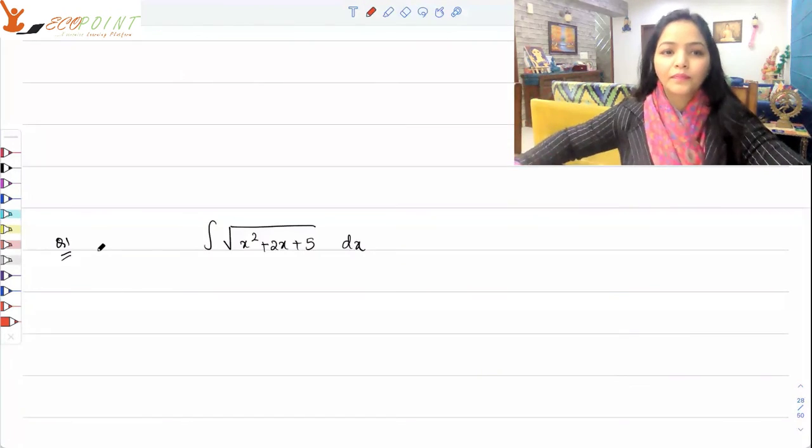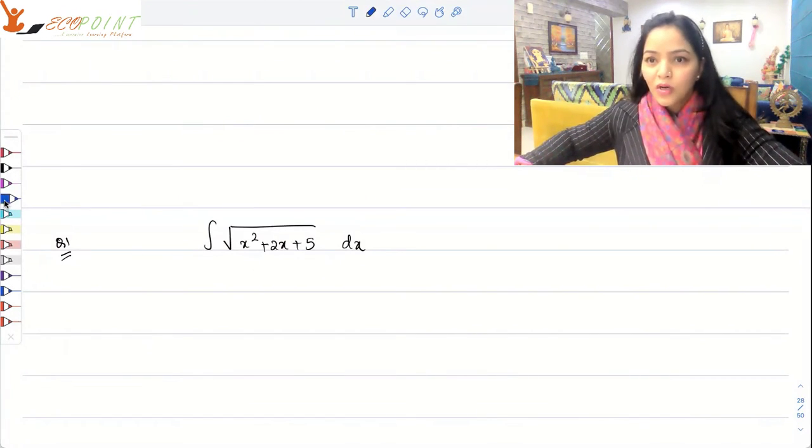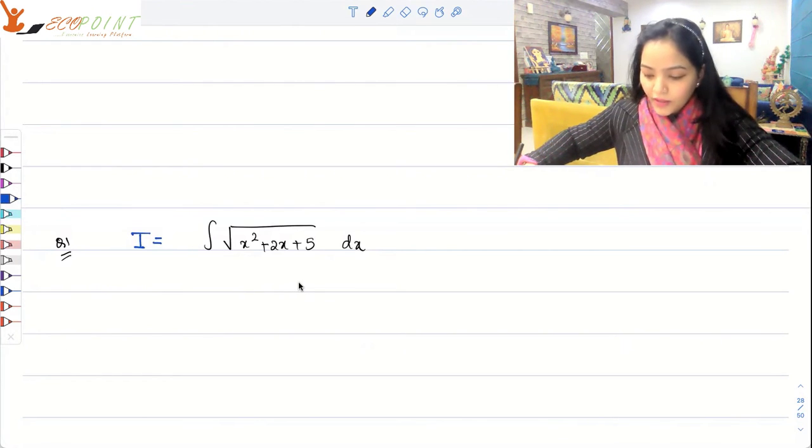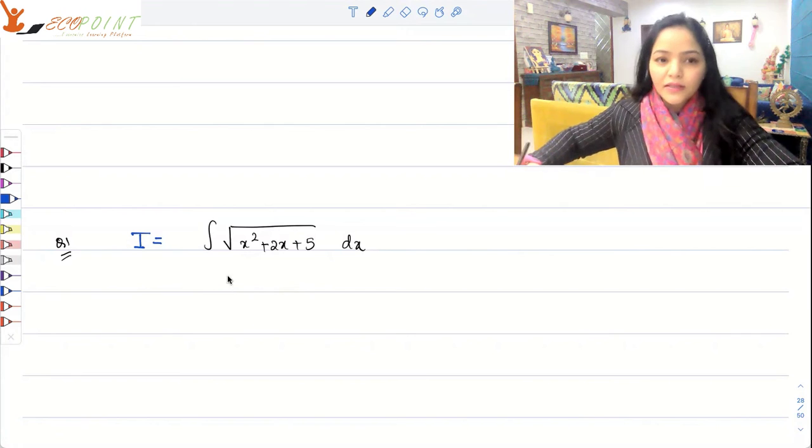Now let's apply this concept on a couple of examples. So suppose we have to integrate. So I is equal to the integral of square root of x squared plus 2x plus 5. If that is the integral we're looking at, the trick that I'm going to use here is to create a whole square.